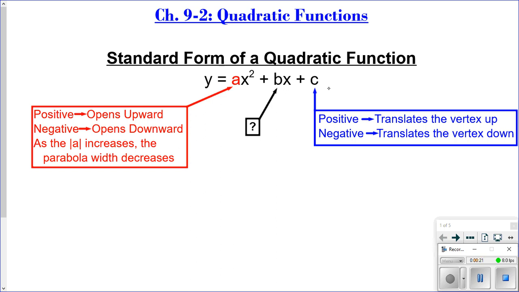Now, the only requirement here is that a cannot be equal to 0. So you don't have to have this bx term and you don't have to have the c term, but you do have to have an x squared there. If you don't have an x squared, it's not a quadratic function.